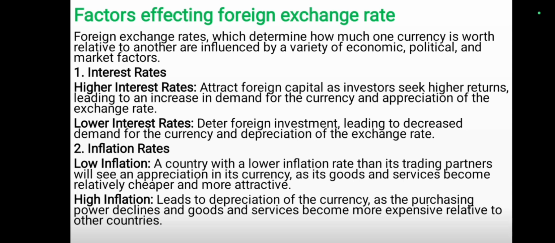Next, inflation rate. As you know, inflation is nothing but a decrease in the value of money. That is what inflation represents. So if the country is having low inflation, obviously it will attract more foreign currency. Why does it attract? When the inflation is low, the services and the goods will be cheaper, so it will attract more investors.